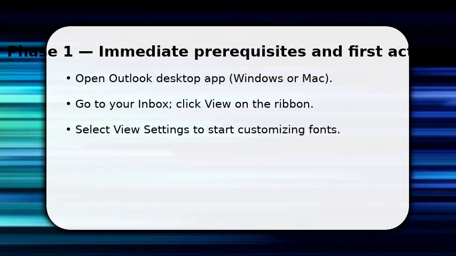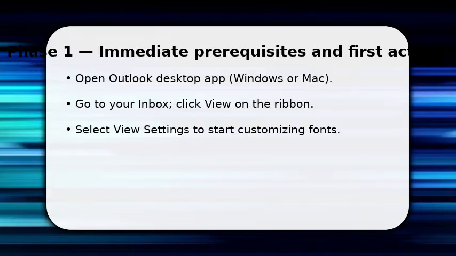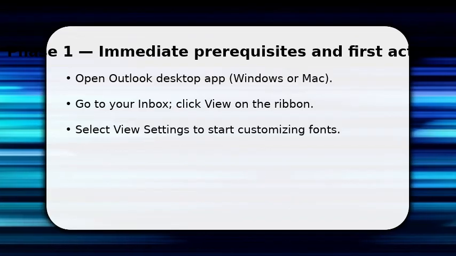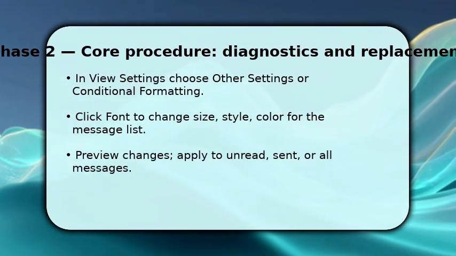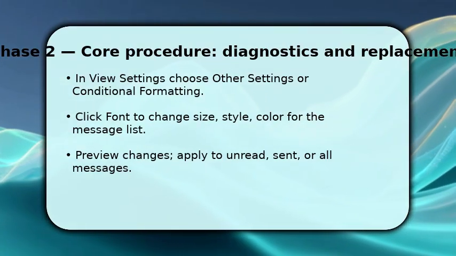You do this because changing the view affects only the inbox layout, not every message you send. Make sure you are editing the right folder, otherwise you'll change another view. Now click Conditional Formatting or Other Settings, depending on your Outlook version, to continue. Once you're in View Settings, pick Other Settings or Conditional Formatting for fine control.